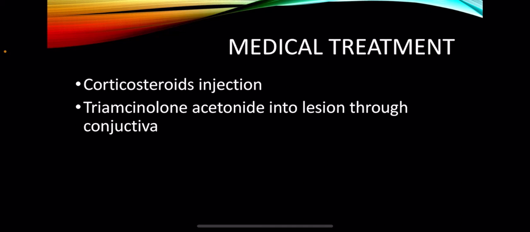Or whenever the Chalazion is present near the punctum, when we do the incision of the eyelid, a complication occurs and the punctum will be damaged. So to avoid damage to the punctum, we give the intralesional corticosteroid injection, which will resolve the Chalazion. But if it does not resolve the Chalazion, we have to do the surgical treatment, and the corticosteroid injection is triamcinolone acetonide into the lesion through the conjunctiva.